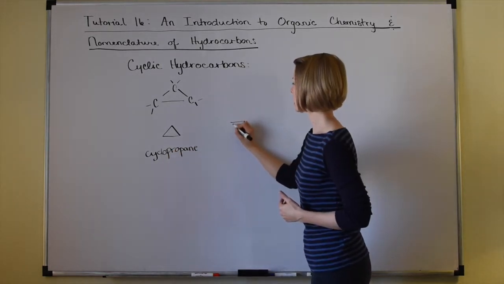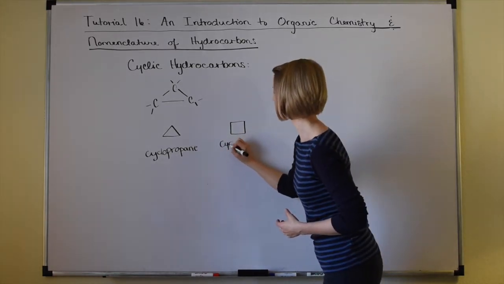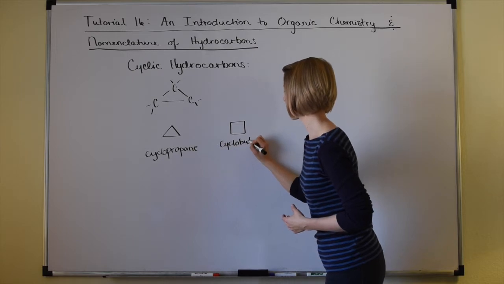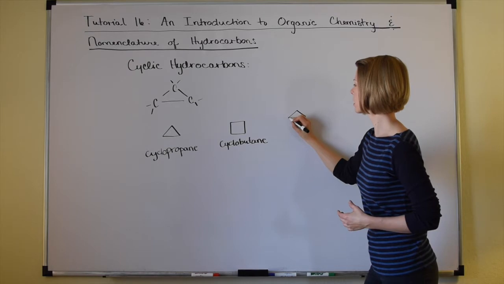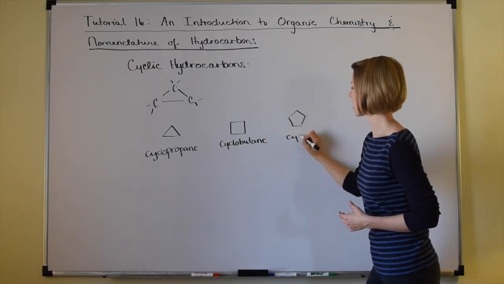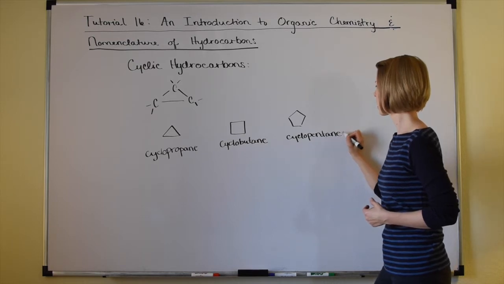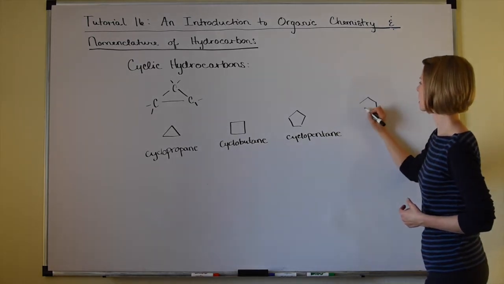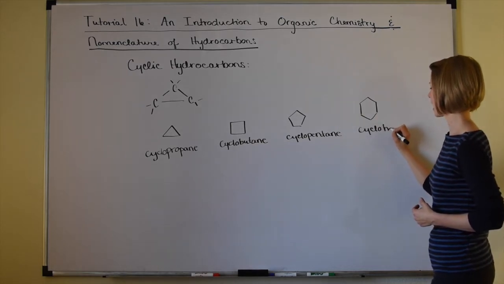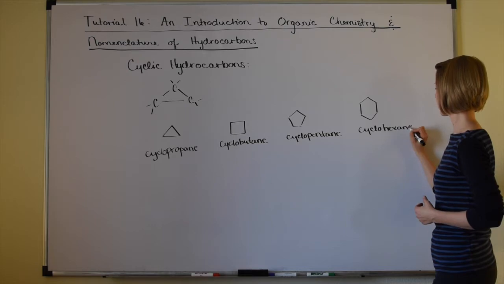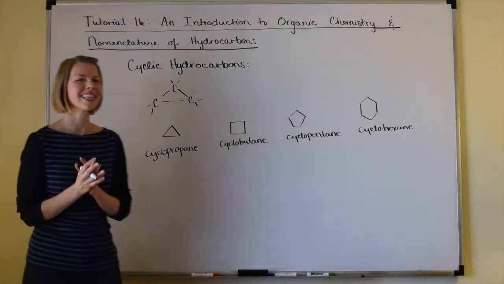4 carbons connected in a cyclic structure would be a cyclobutane. 5 carbons would be cyclopentane. And 6 would be cyclohexane. Okay, so I'll stop there. I think you probably get the idea.